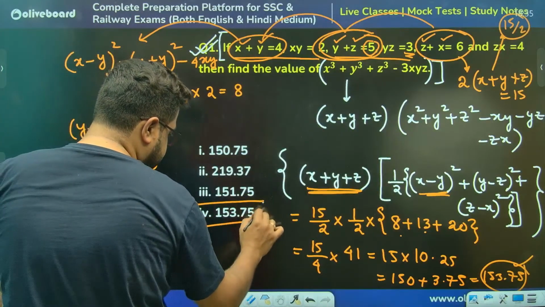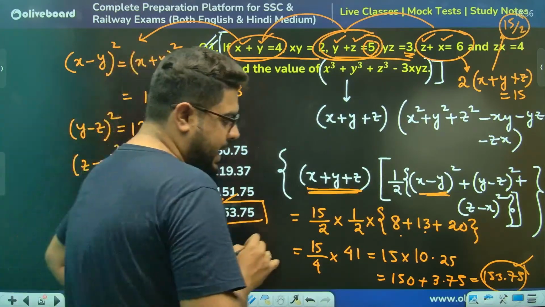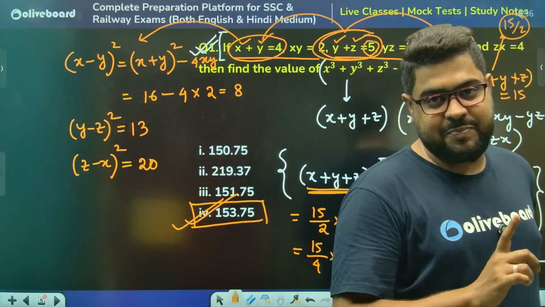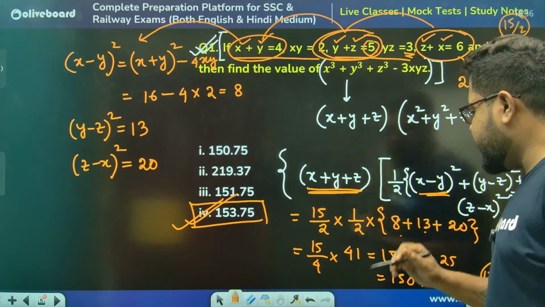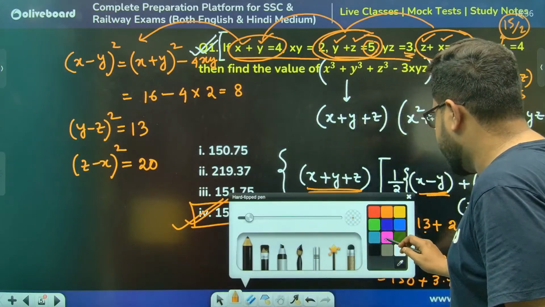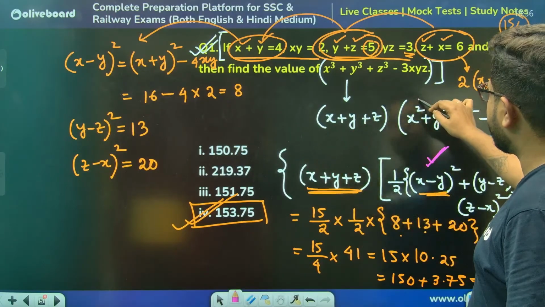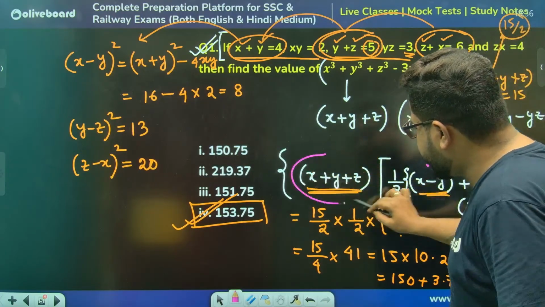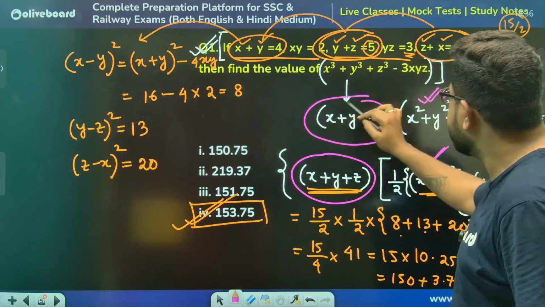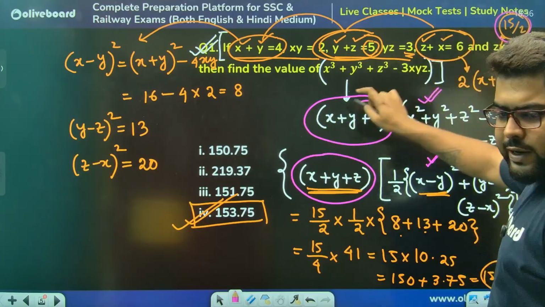153.75, option number 4 is your correct answer. Now, again, a little bit lengthy. Someone might say, sir, I don't want to use this formula. But please understand, if you want to use this formula, this part will remain the same. This is identical here. That means this 15 by 2 will be the same.